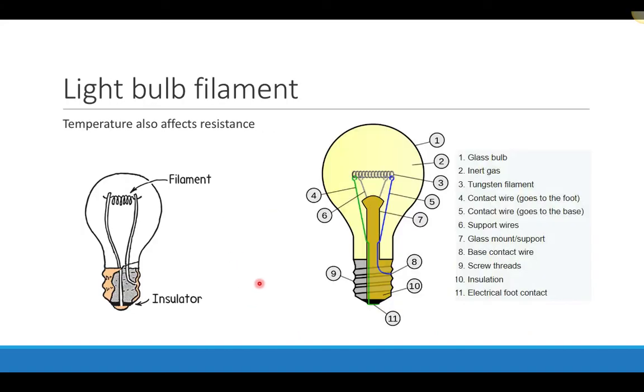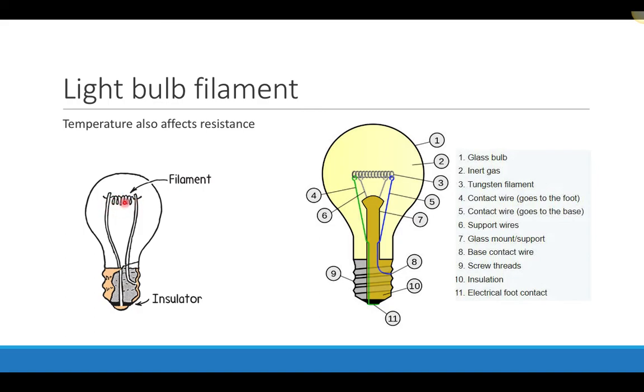So let's talk for a minute about the light bulb and what can actually affect the light bulb. A light bulb actually has a filament inside of it. This is a very standard filament light bulb. There are LED light bulbs now, there are halogen light bulbs, but we're looking at one that has a filament in it. That filament has resistance associated with it.